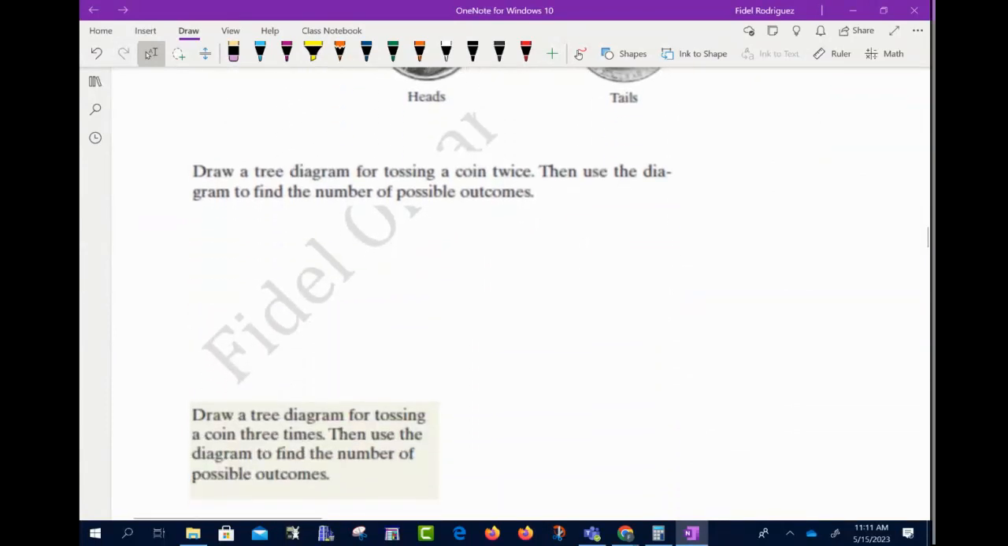Okay. Look, y'all, the first problem here says draw a tree diagram for tossing a coin twice. Then use the diagram to find the possible number of outcomes. Okay, so let's do this. We're going to flip a coin. When we flip a coin our first time, that coin can either be heads or what? Okay, that's me flipping the coin one time.